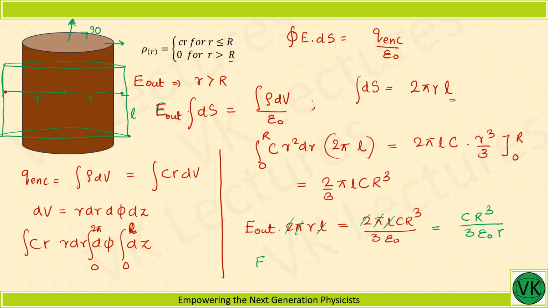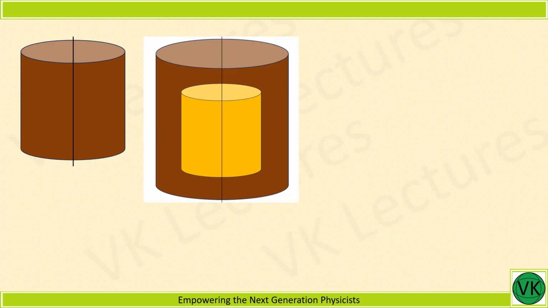Now from here we can find out the electric field at the surface, putting small r equal to capital R, then we get C capital R squared by 3 epsilon naught. Now we have to find out the electric field inside. Now we are going to see how the electric field inside, somewhere at a point you can consider here.